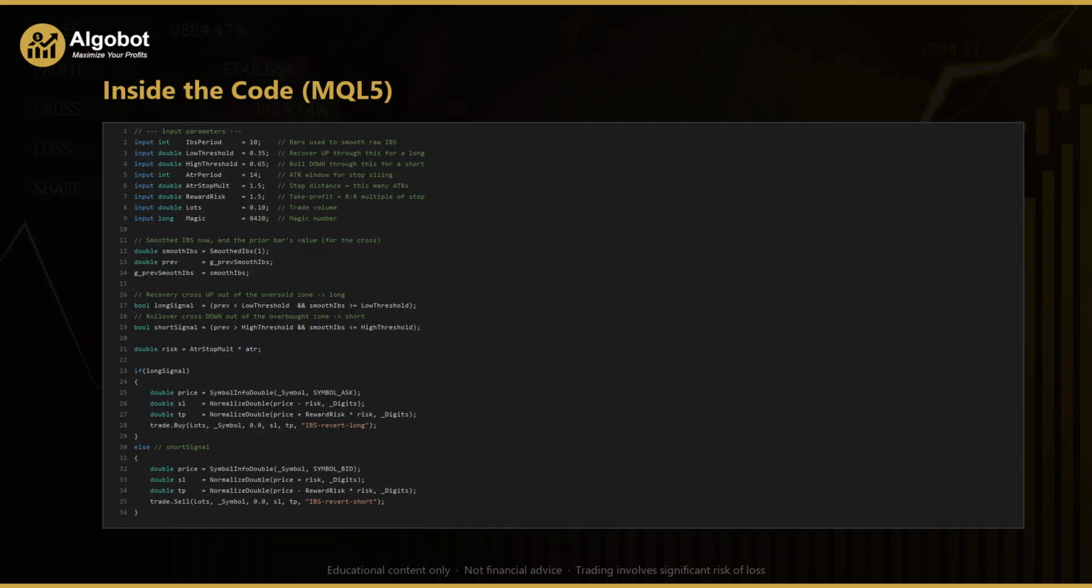In the body, the code computes the smoothed internal bar strength for the current bar and stores the previous bar's value in a variable called prev. That pairing is what lets it detect a crossing. Look at the two Boolean lines.